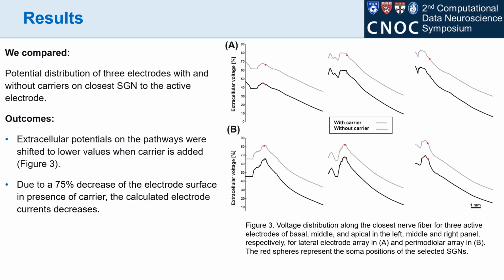As you can see in figure 3, when the carrier is added, the potential value decreases by a shift. The reason for this is that the surface of the electrode in the carrier system is decreased by 75%.